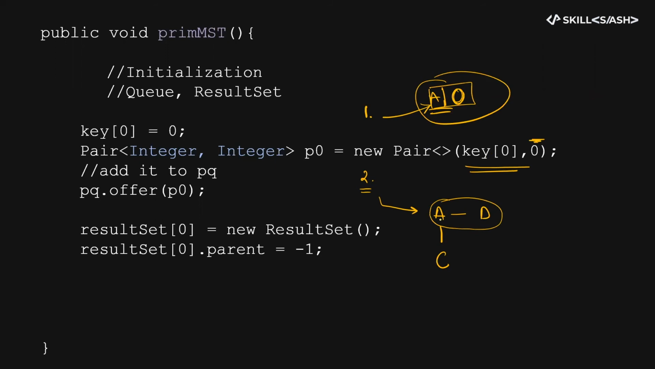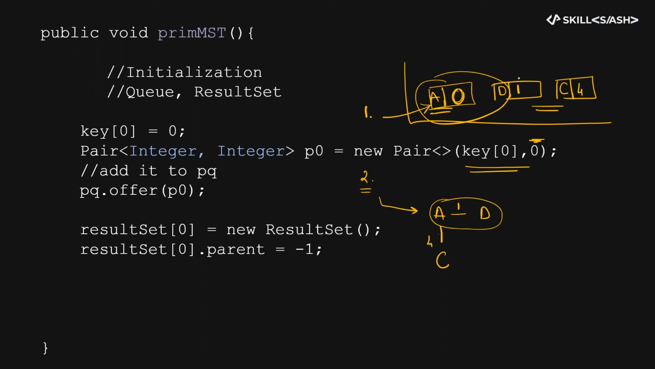So let's say it has two edges, A to D and A to C. So that thing you have to put it, right? That you need to reach D via weight 1. So that thing you are adding into the priority queue, and you can reach C via weight 4, right? So this thing you have to add.